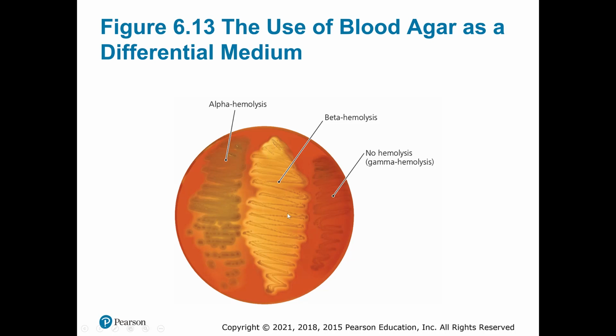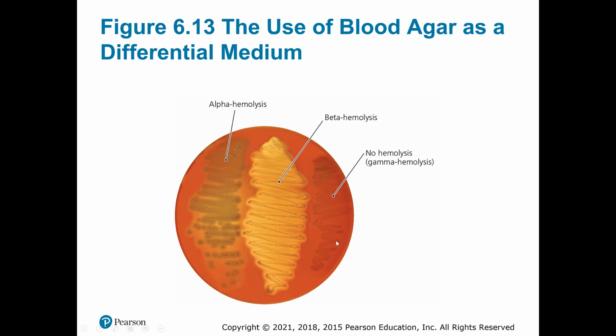These bacteria completely used and lysed the red blood cells that were in the agar. We call that beta hemolysis, complete lysis of the red blood cells. The organisms on the left, there's a little bit of a halo, but not a lot. It's more greenish brown than yellow. That was partial breakdown or partial lysis of the red blood cells. So we call that alpha hemolysis.